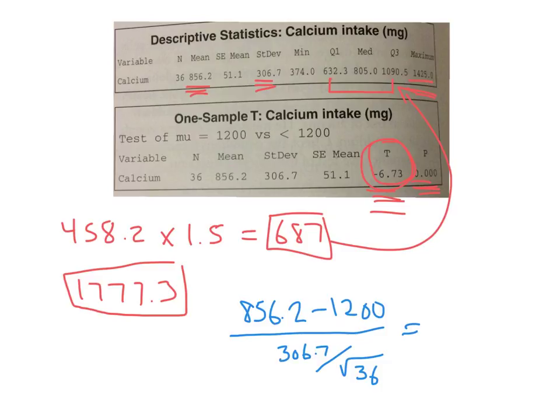And we could write out the null hypothesis and alternative hypothesis. Null hypothesis is that, yes, they're getting 1,200 milligrams. In fact, it shows you right here. There's your null hypothesis versus your alternative hypothesis.